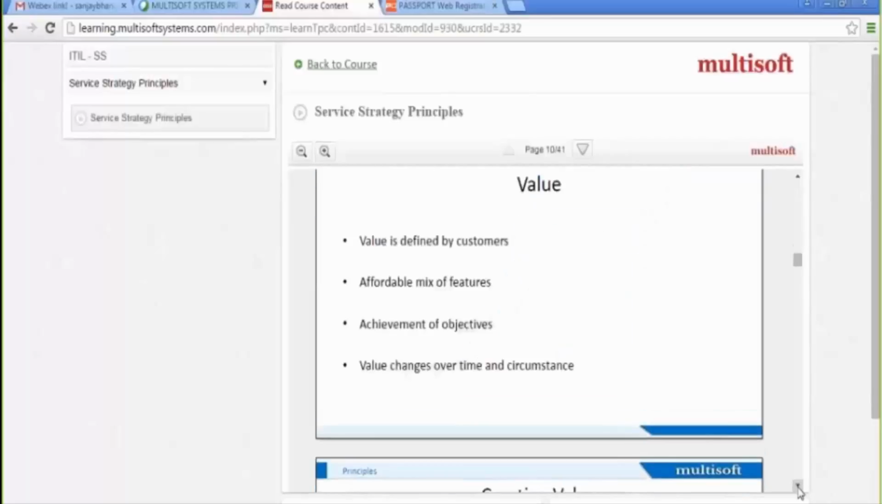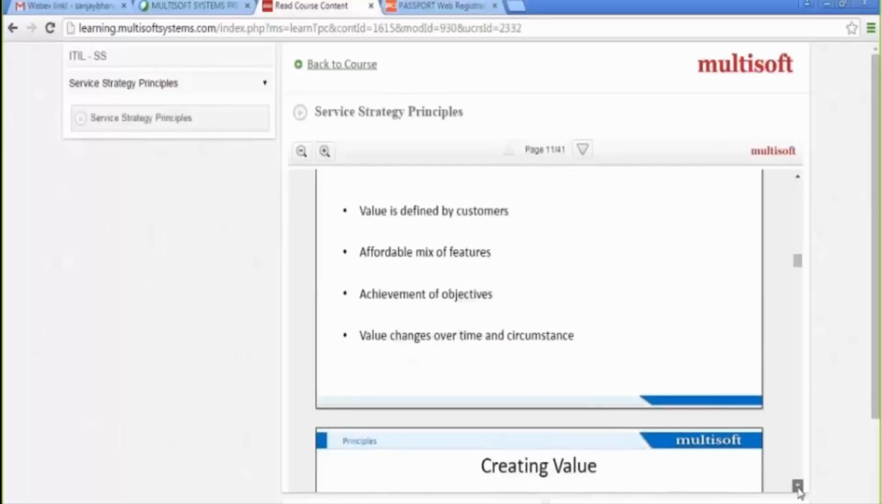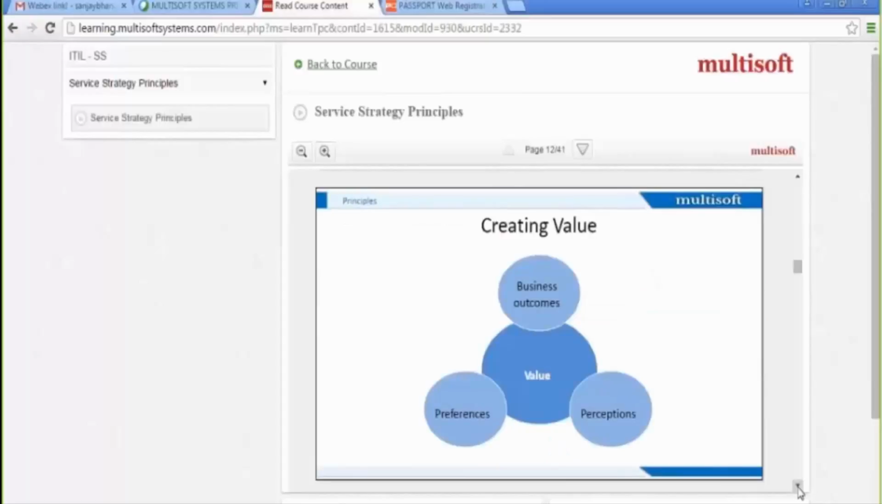Then value, we discussed, I told you the value part. So value means the utility and warranty, and you know very well it, right? So utility and warranty. This is the area where you will create the value. Creating value means the business outcomes, the preferences, the perception, right? So this is the creation of it.